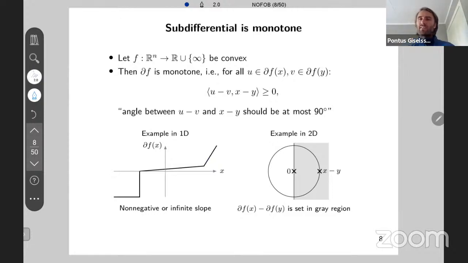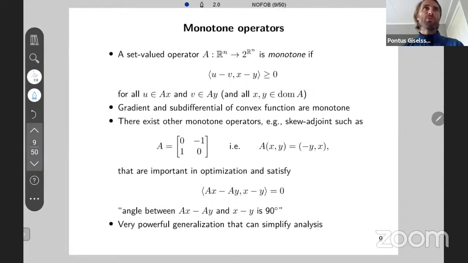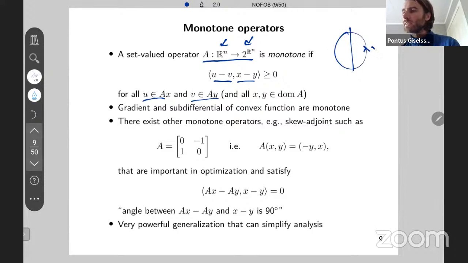All right, so we have seen that the gradient of a convex function is monotone, and the subdifferential of a convex function is also monotone. So what is a monotone operator? A monotone operator is an operator A that goes from Rn to a set in Rn, or to the power set. And it's monotone if the scalar product that we have been talking about, for all u in Ax and all v in Ay, is non-negative. So we have the same picture that we had all the time, x minus y. And the scalar product should lie in this half all the time.